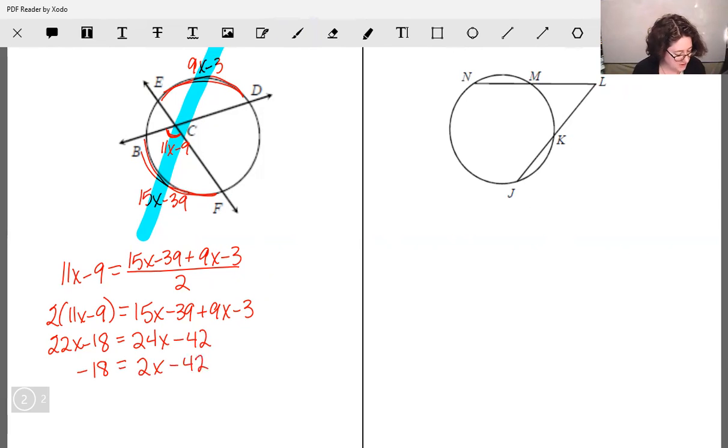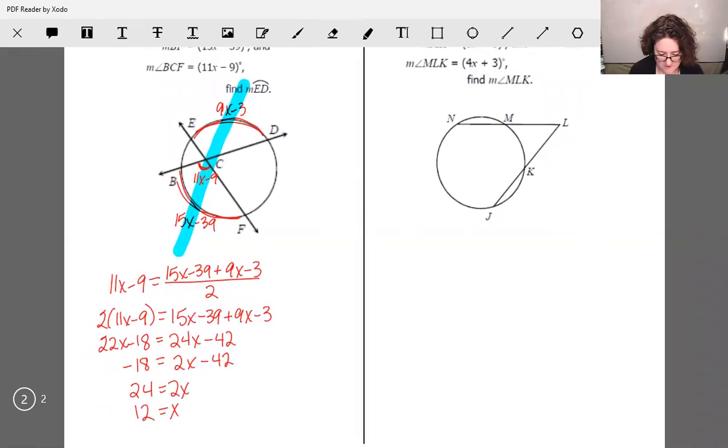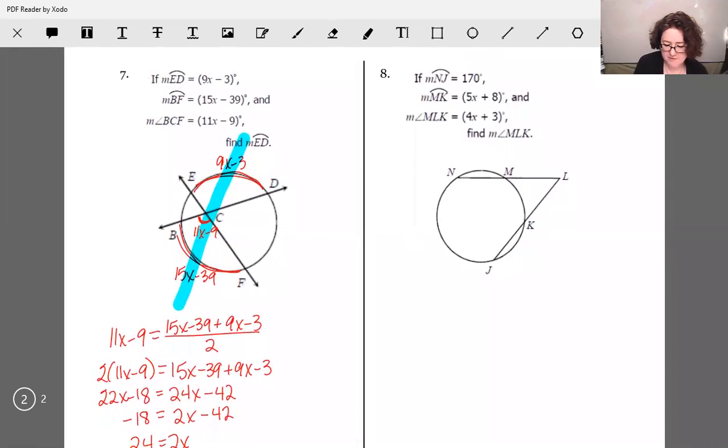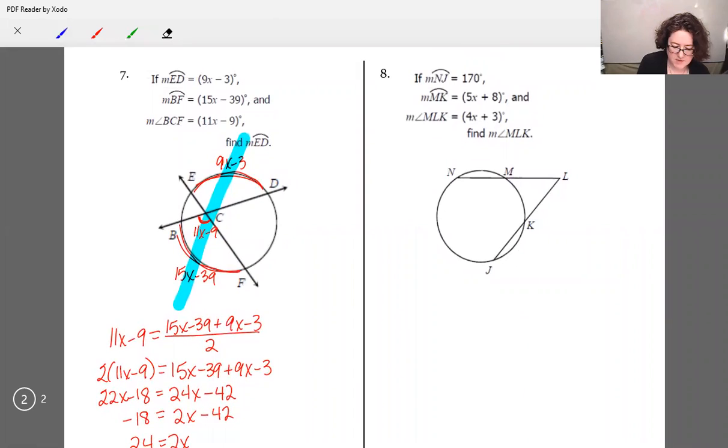Then add 42 to both sides. Negative 18 plus 42 gives us a positive 24, so x equals 12. Okay, let's go back and double check. Is this what they actually wanted us to solve for? Unfortunately, it is not.